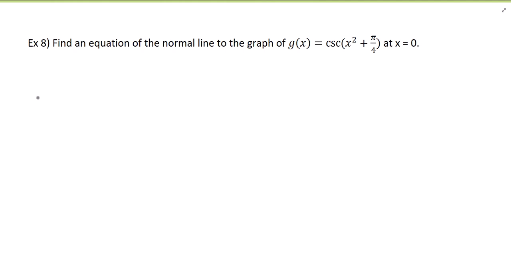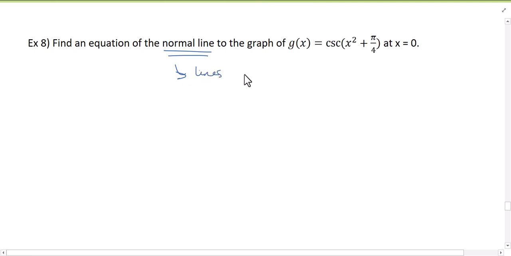In this next example, find an equation of the normal line to the graph of g of x equals cosecant of x squared plus pi over 4 at x equals 0. So what is a normal line? Normal lines are essentially lines that are perpendicular to the tangent line.